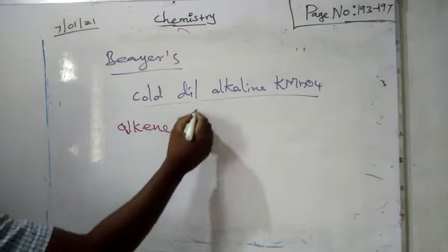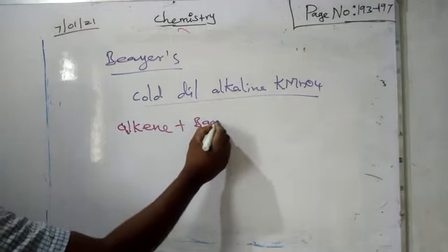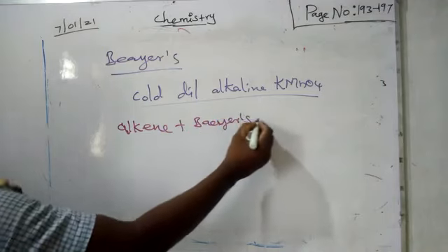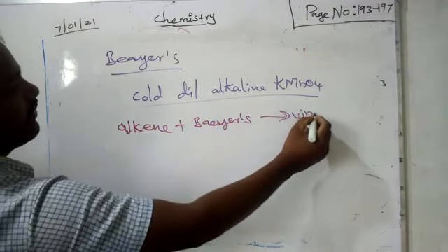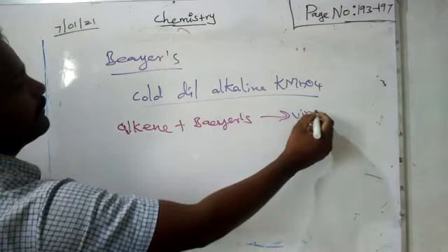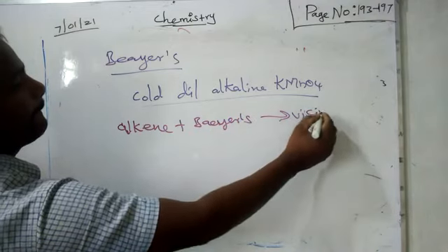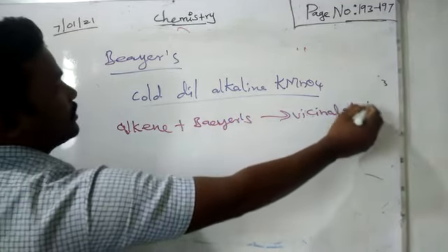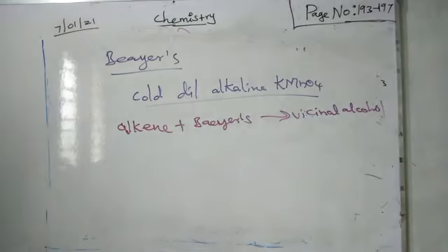Alkenes plus Bayer's reagent will give vicinal alcohols. What do you mean by vicinal alcohols? In the adjacent carbons we have OH groups. Vicinal halide means the adjacent carbons have halogens. So we will see the example.